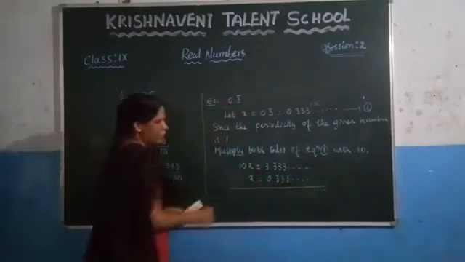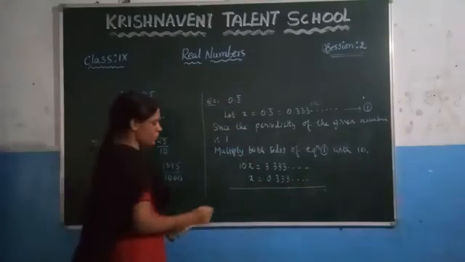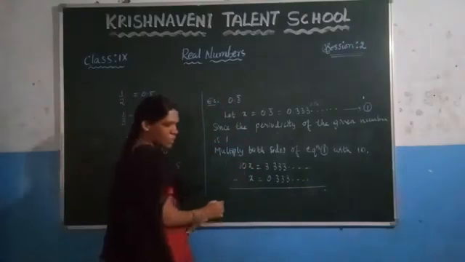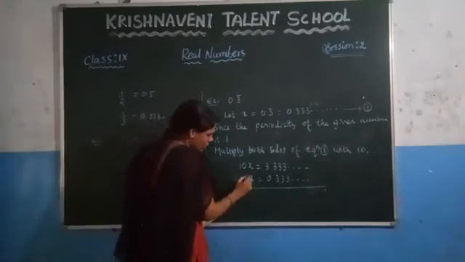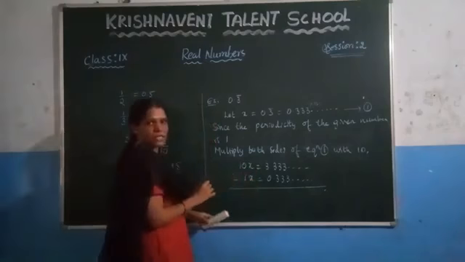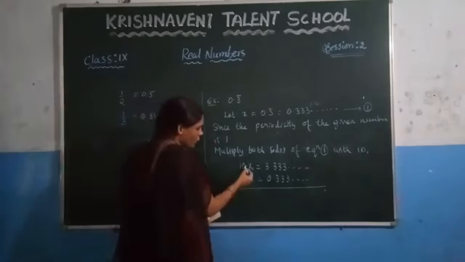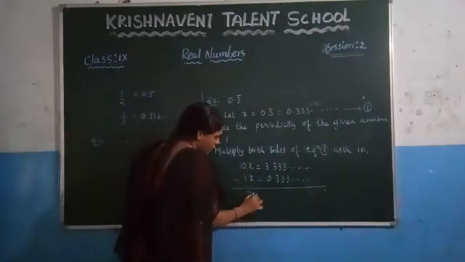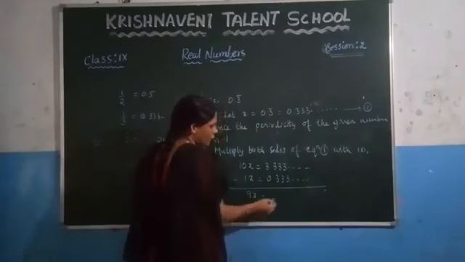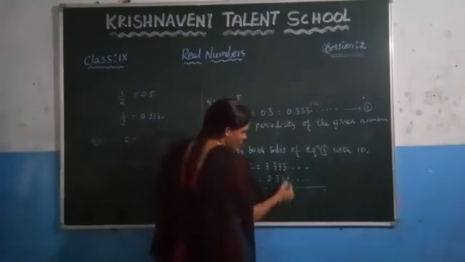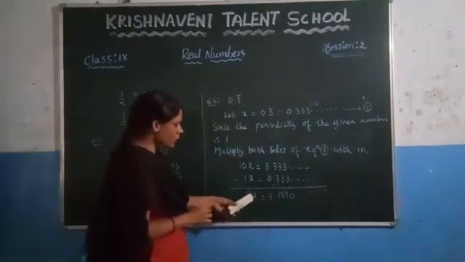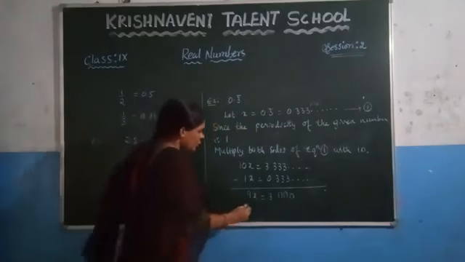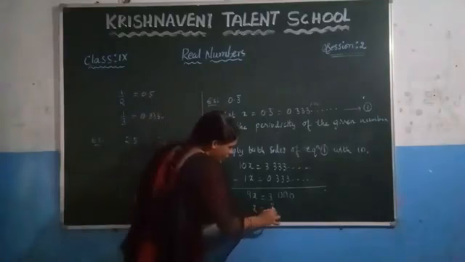Now what is the next step? We have to subtract these numbers. After subtracting, what will you get? 10x minus x. If nothing is written, you can take it as 1, and 1 into x is nothing but x. So what is the value of 10 minus 1? 9x. On the right side, 3 minus 3 is 0, here also 0, here also 0. What is 3 minus 0? 3. You know that 3.0 is nothing but 3. So 9x is equal to 3.